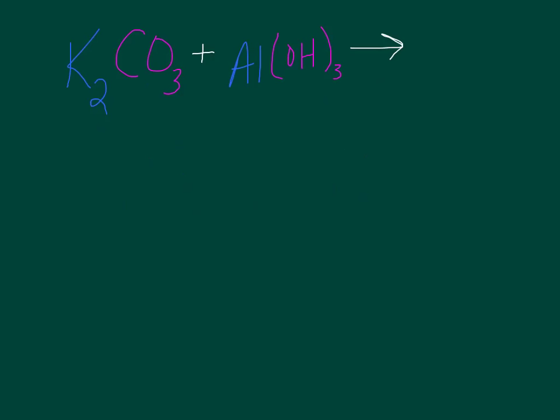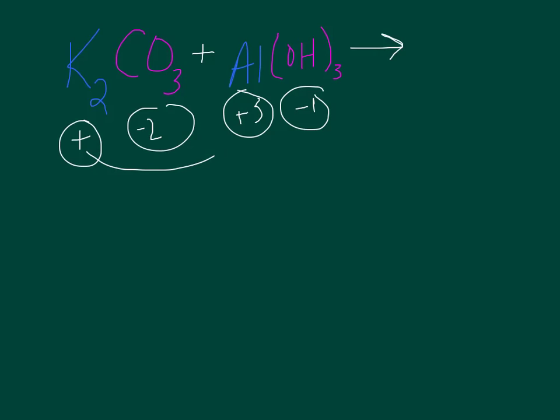Another way to look at this is from a charge perspective. So potassium is a positive, carbonate is a negative, aluminum is a positive, and I'm putting numbers in, and hydroxide is a -1. Really what's important is I always have to end up with a positive with a negative and a positive with a negative. So these guys are switching, so again that's our double replacement.